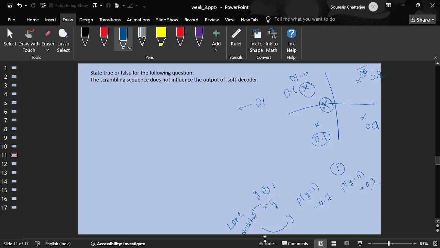It's not going to cause any error or something like that. I'm not saying it's going to impact in a bad way. I'm just seeing things from the scrambler point of view: if the scrambler is not there, you would have fed y to the LDPC decoder and you get some output. But now since the XORing with the scrambling sequence is there, you are feeding y complement, so the LDPC decoder output is going to be different. So the scrambling sequence in that sense is going to influence the output of your soft decoder.